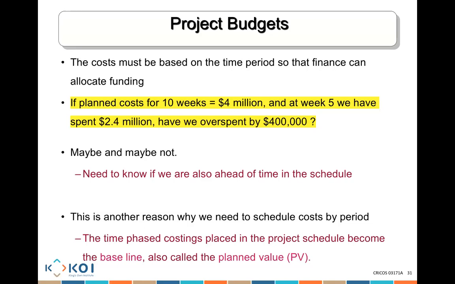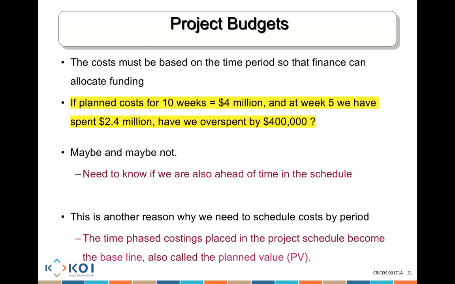Guys, this is another reason why we need to schedule cost over various periods, because if I know I need $100 in week 1, that's what I call a planned value. This is my baseline. I need $100 in week 1. If I spend $200 in week 1, I can straight away compare it to how much I was planned to spend, and I know straight away, am I over budget or under budget?